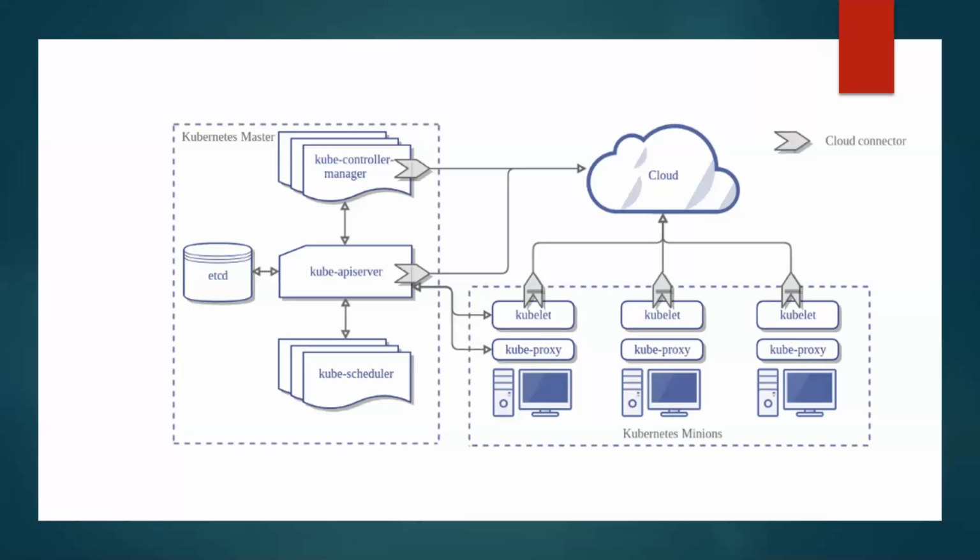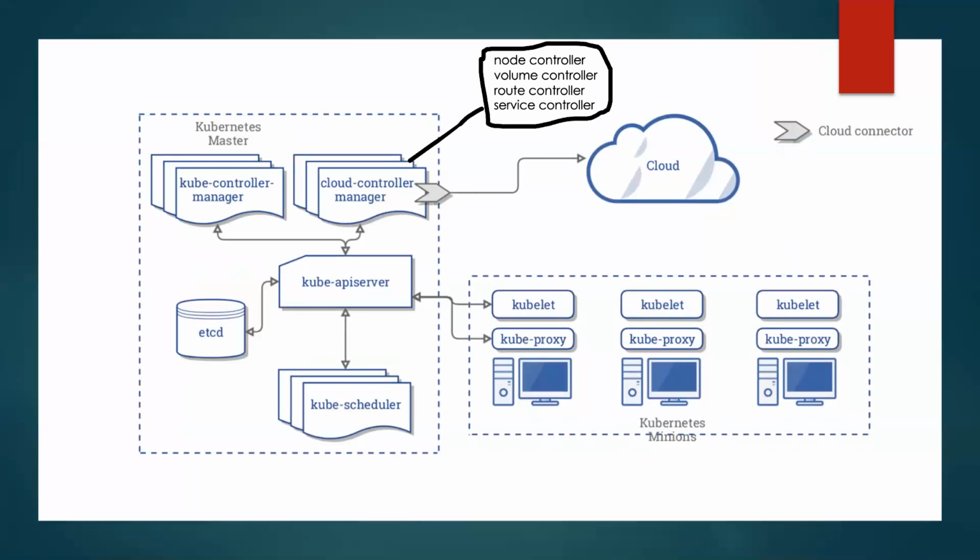Okay, so these are the major components. Apart from this, if you are working on any cloud provider, there will be an additional component called the cloud controller manager. The cloud controller manager has different controllers like the node controller, volume controller, route controller, and service controller. These controllers come into the picture only when you're working with Kubernetes on cloud providers. If you look at the diagram on top, I have written the cloud controller manager components: node controller, volume controller, route controller, and service controller.